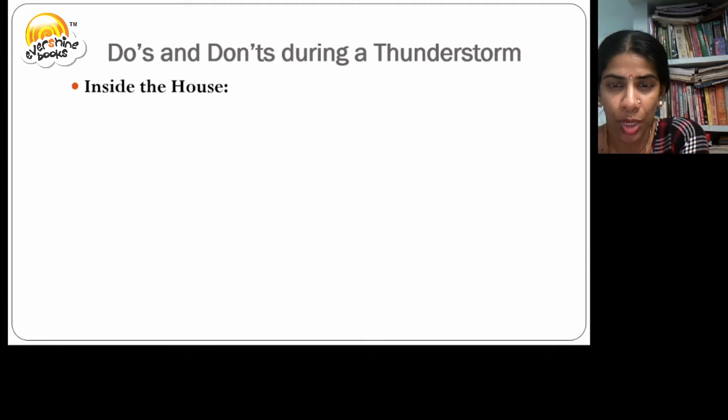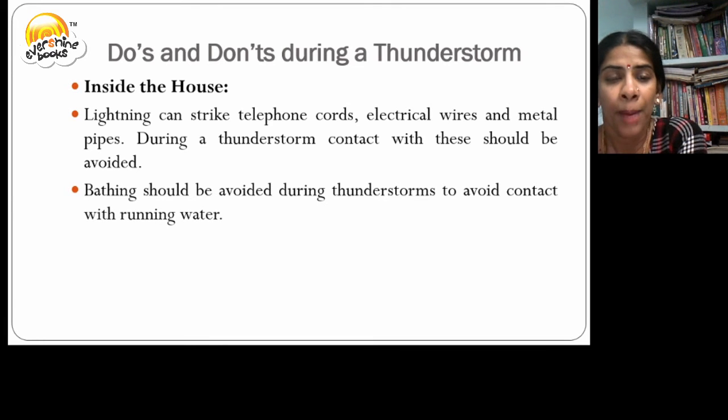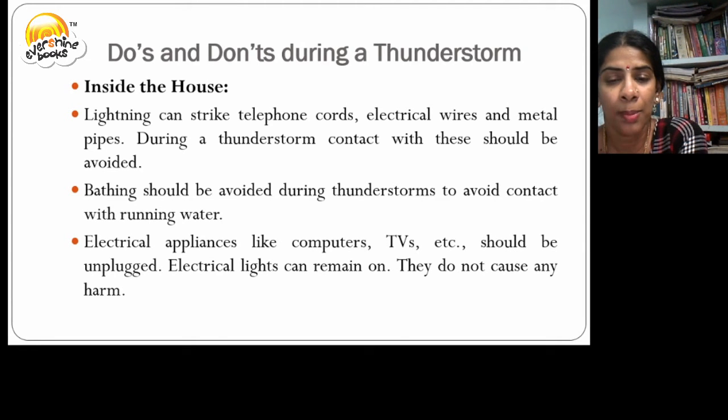What we should do and not do when we are inside the house. Lightning can strike telephone cords, electrical wires, and metal pipes. So, during a thunderstorm, we should not have any contact with these. Bathing should be avoided during thunderstorms to avoid contact with the running water. Electrical appliances like computers, TVs, etc. should be unplugged.